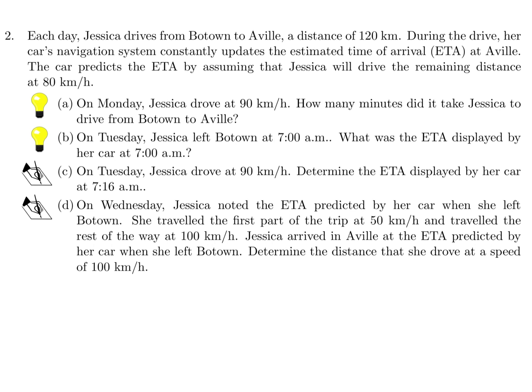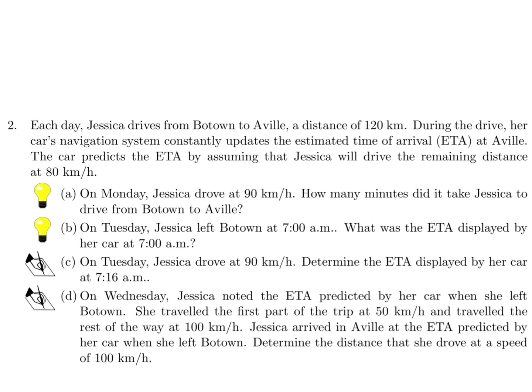Each day, Jessica drives from Bowtown to Aville, a distance of 120 kilometers. During the drive, her car's navigation system constantly updates the estimated time of arrival at Aville. The car predicts the ETA by assuming that Jessica will drive the remaining distance at 80 kilometers an hour. On Monday, Jessica drove at 90 kilometers an hour. How many minutes did it take Jessica to drive from Bowtown to Aville?